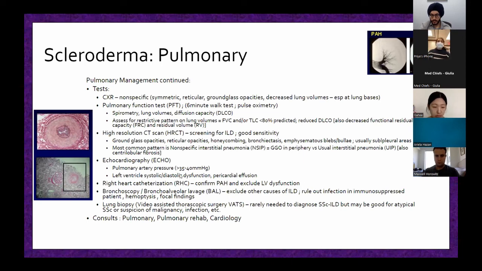Echo is a good screening tool for pulmonary artery hypertension, but it may not be enough. You may need a cath. Bronch is considered if you want to get a biopsy, if you're concerned about an underlying lung tumor, or if you're concerned about a compromising infection superimposed on a patient with ILD because they've been on immunosuppressants. And VATS may not be diagnostic, but if you have nothing else, it may be helpful.